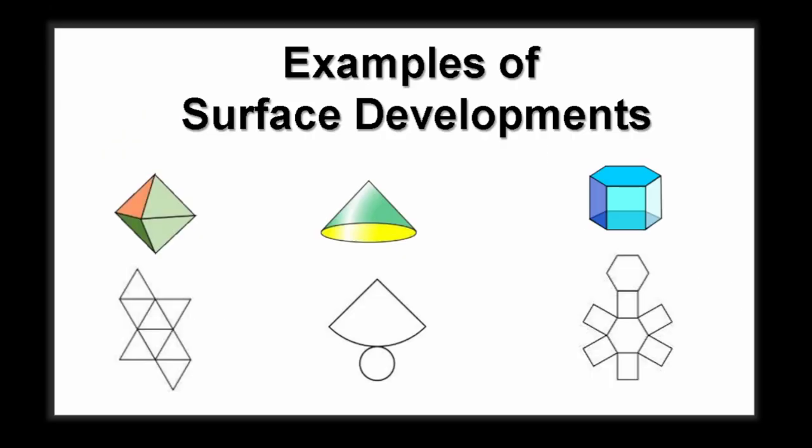Examples of surface developments. Here we're seeing the surface developments of three solids. Let's take a look at the first example here. One of the characteristics that we can identify from this solid is the triangular shape. Based on that, the net or the surface development has a definite shape that represents this solid.